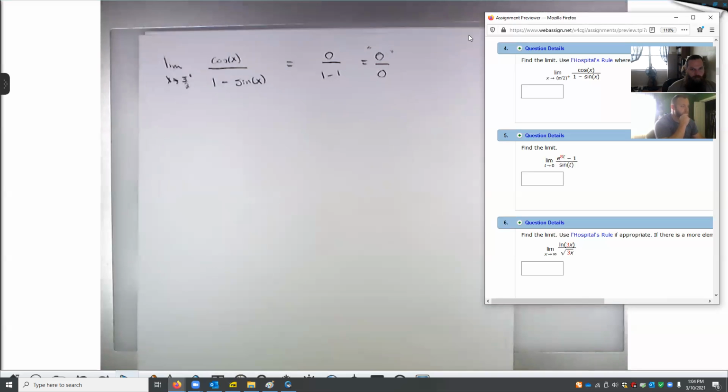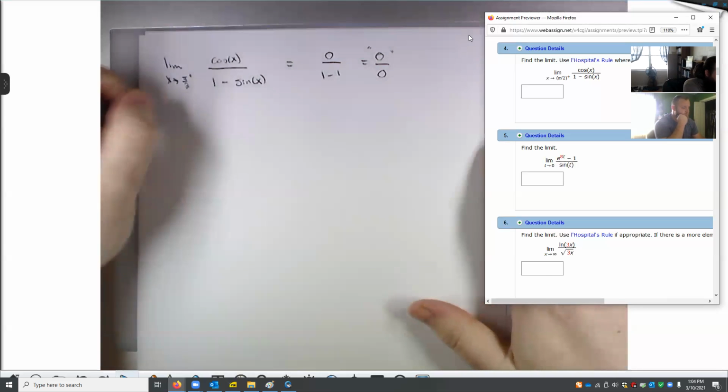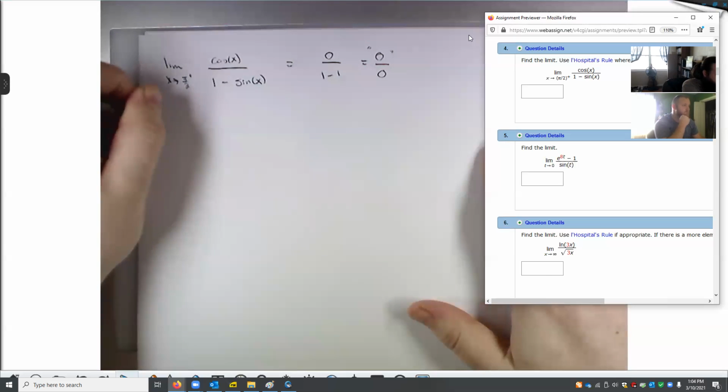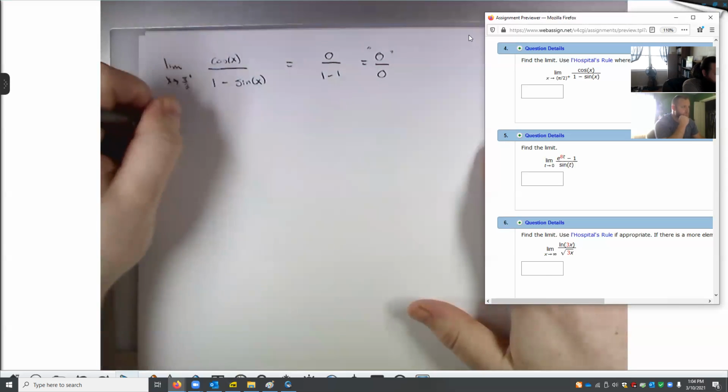So what can we use for that? Well, it's an indeterminate form, so you can use L'Hopital's rule, can't you? Yeah, exactly. It's the right kind of indeterminate form. It's an indeterminate ratio, indeterminate fraction. So we can use L'Hopital's rule. So I'm going to differentiate the top and differentiate the bottom and try again.